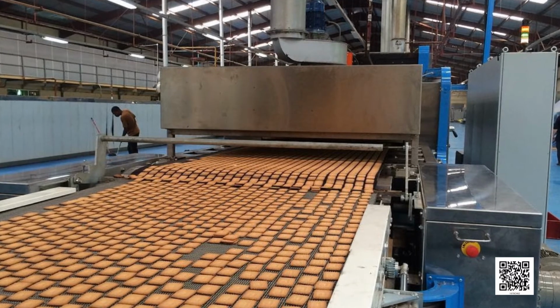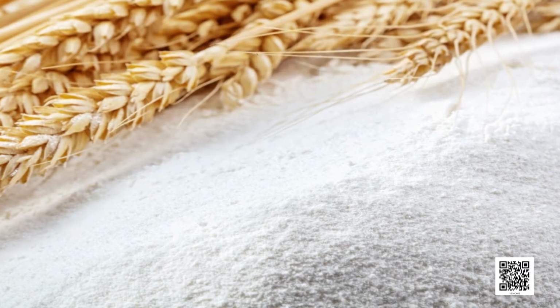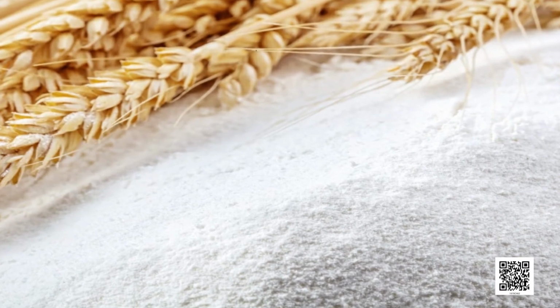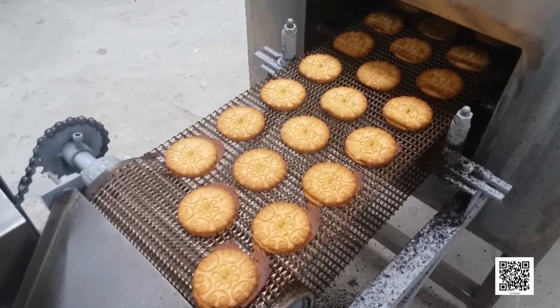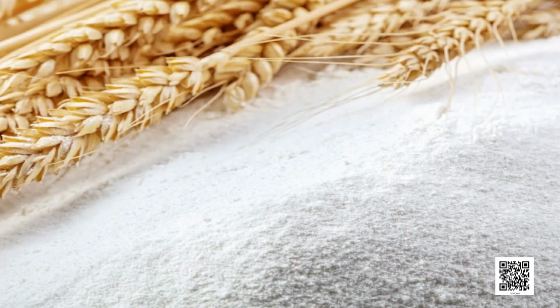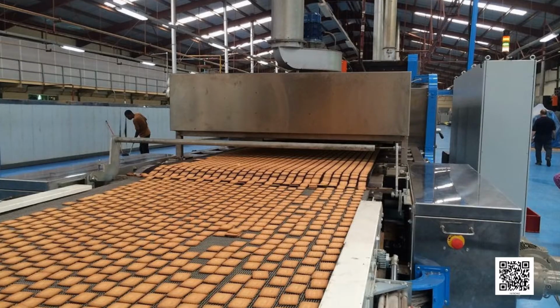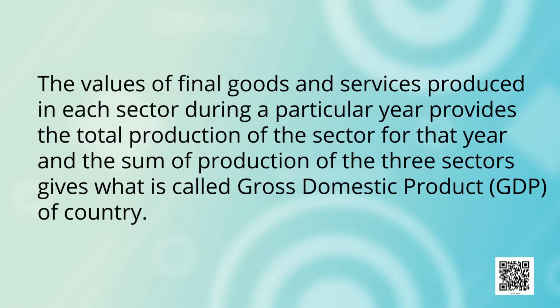To count the value of the flour and wheat separately is therefore not correct, because then we would be counting the value of the same things a number of times, first as wheat, then as flour, and finally as biscuits. So the value of the final goods and services produced in each sector during a particular year provides total production of the sector for that year.